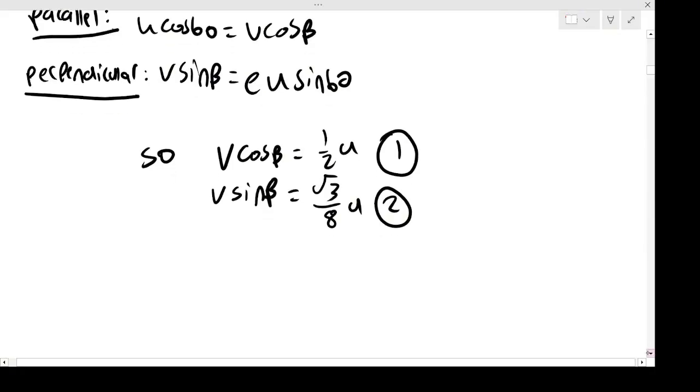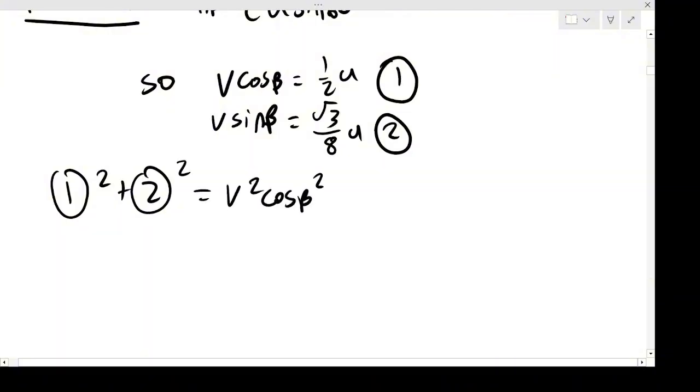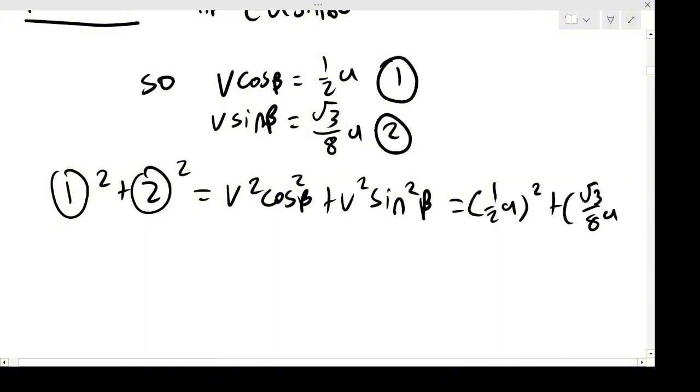Again, I'm going to solve them. Now, in this particular way, because we've got a trig involved, the way we want to solve this is firstly, let's say we square them. So if I square each equation and add them, I'm going to get v squared cos squared beta, add v squared sine squared beta. It's going to be a half u all squared, add root 3 over 8u all squared. Now it's a bit of algebra here. It's going to be a bit fiddly, but literally don't panic about it. Let's just do it step by step.